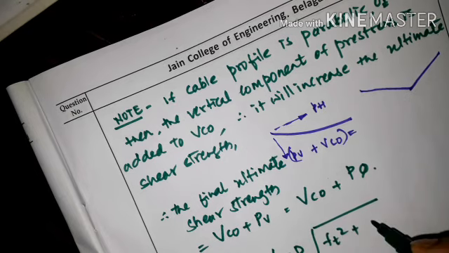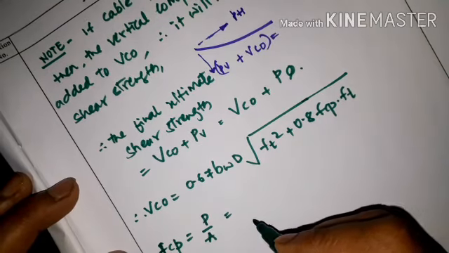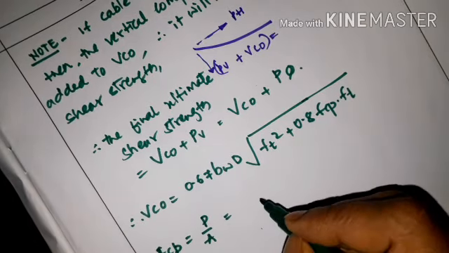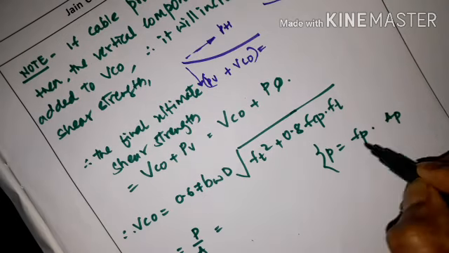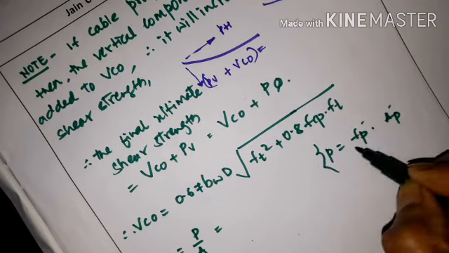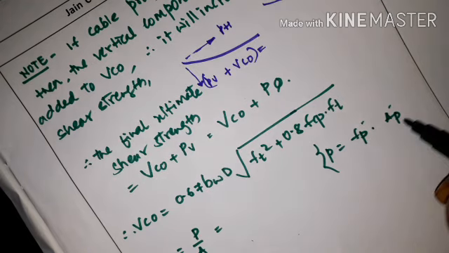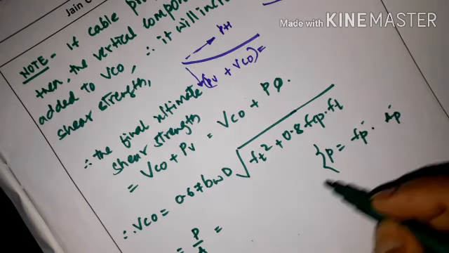FCP is equal to P by A, that is direct stress. P is not given directly here, so P is the effective pre-stress into area of pre-stress. When P is not given, if these things are given, we can multiply effective stress into area, so we will get P. That is P is FP into AP divided by area.